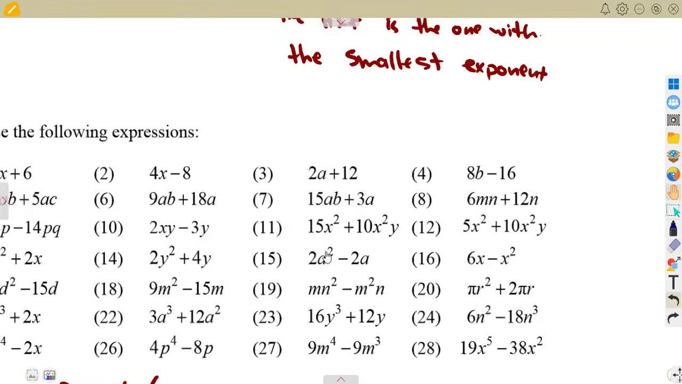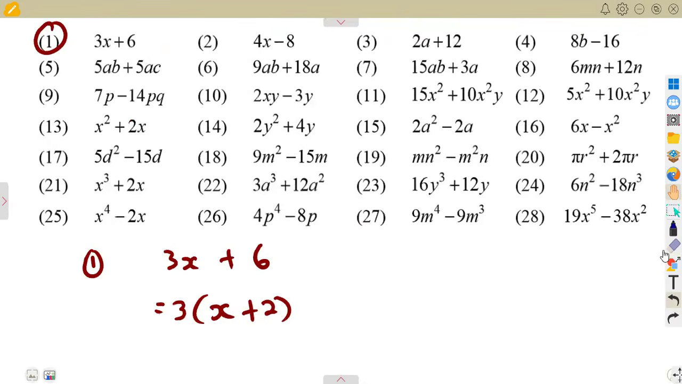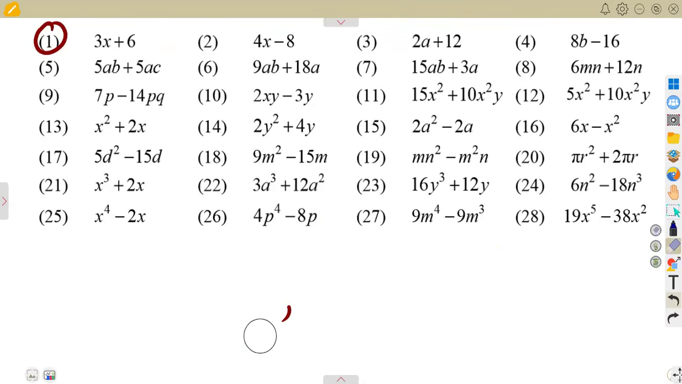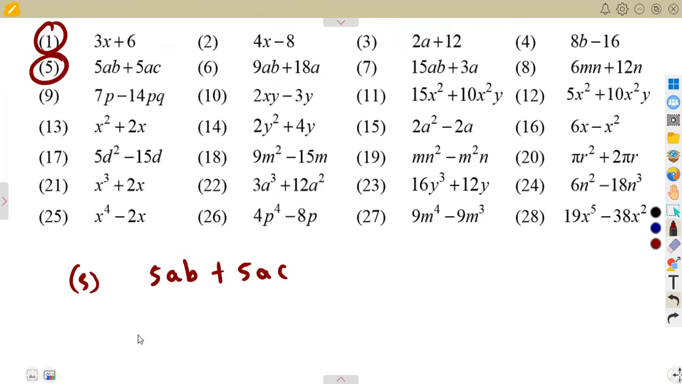So throughout this exercise, that was the situation of the exercise. I want you to try as many questions as you can. If you consider question number 5, they are giving us 5ab plus 5ac. 5 is common, so you're going to factor out 5 in terms of the numbers. Then we've got a and a, the same exponent. Remember I said if the letter is common, you're supposed to factor out the one with the smallest exponent. But they have the same exponent, so we are just going to factor out that a as it is.